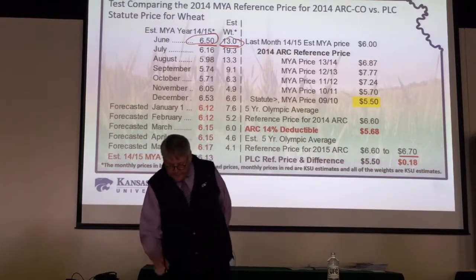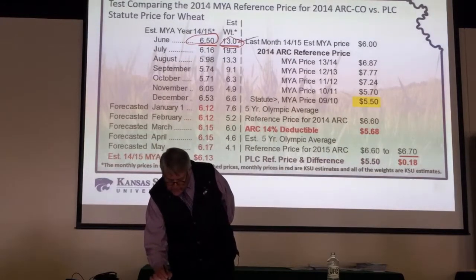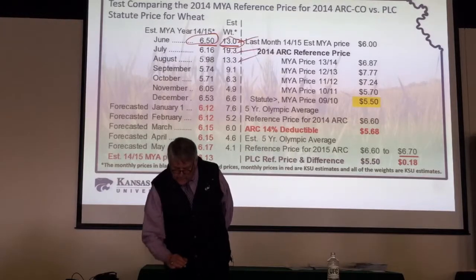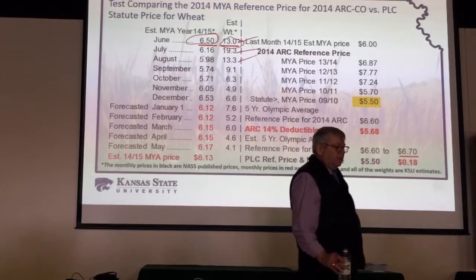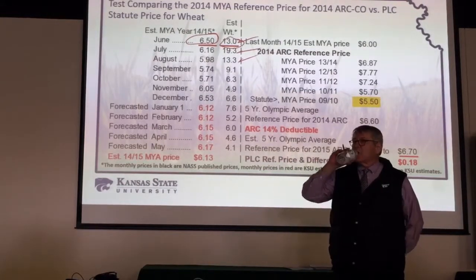So that means these prices, with the bigger weights, have more influence on the price, and they happen to be in the first 3 months of the marketing year. At the end of the first 3 months of the marketing year on wheat, you know half the price. Done deal.